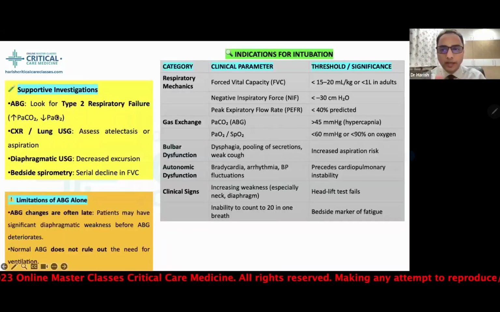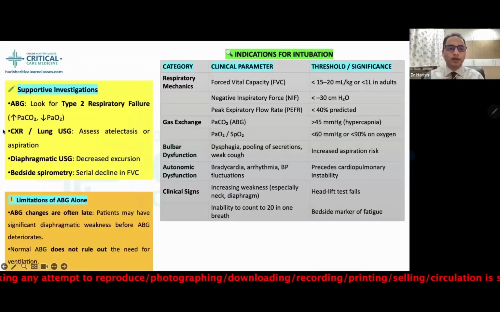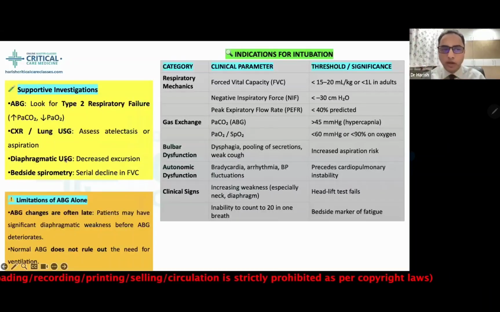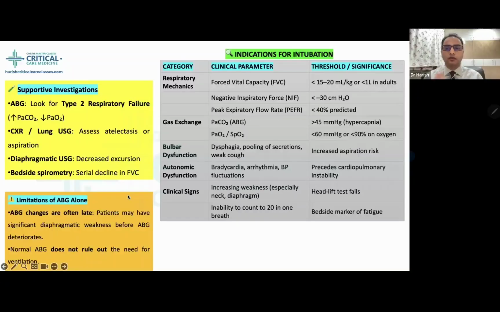Is ABG a reliable thing? Remember, look for type 2 respiratory failure, that is increase in PCO2, and compromised oxygenation. You can get a chest X-ray or lung ultrasound to assess for any atelectasis or aspiration. Because of the bulbar involvement, do an ultrasound of the diaphragm to see if there is any decreased excursion. Bedside spirometry: a serial decline in forced vital capacity can be observed as an indication for intubation.